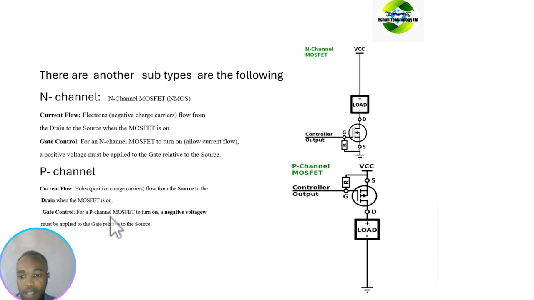To turn on a P channel MOSFET, a negative voltage must be applied to the gate relative to the source. That is the difference between these subtypes of MOSFET. The N channel conducts from drain to source, and then you receive the output at the gate. But for the positive channel, it conducts positive holes from the source to the drain, and then you receive the output at the gate. That is the difference between the subtypes of MOSFET.